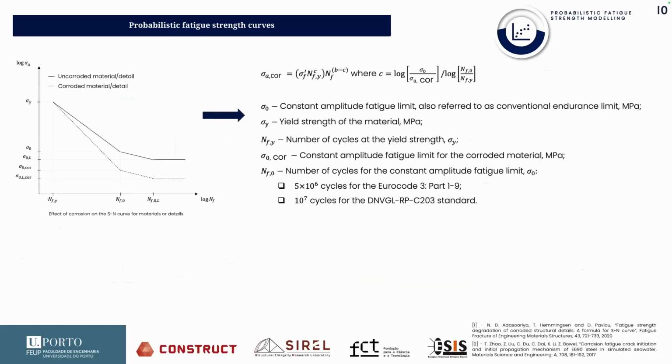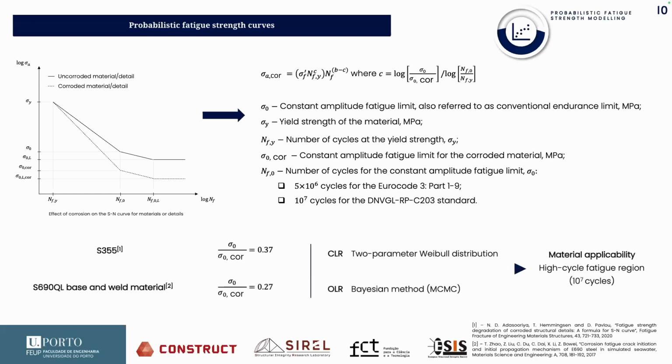Since we are talking about offshore structures, it is important to note that corrosion also has some effect. So based on the same local stress approach, Adazoria introduced an equation to account for the corrosion effect. This formula needs to have the constant amplitude fatigue limits under corroded and uncorroded conditions, the ratio, as you can see here, the C variable.